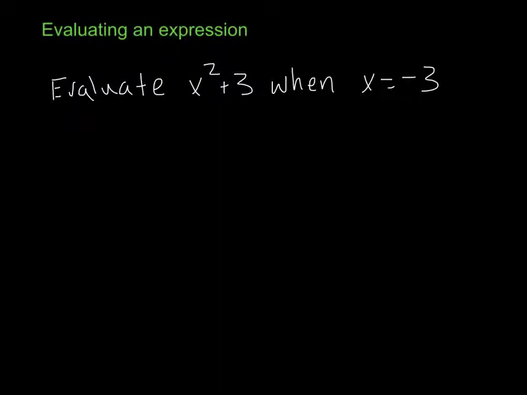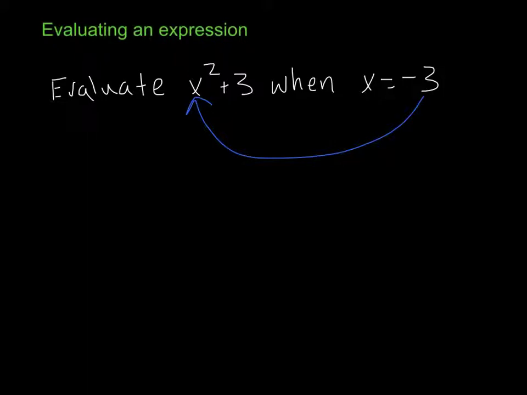Alright, so for this problem, it's asking us to take this expression, x squared minus 3, and figure out what it equals when the x value is negative 3. In other words, we're doing a substitution. We're taking this value and plugging it in here. And these problems aren't necessarily that difficult, and I think you're already pretty good at them.